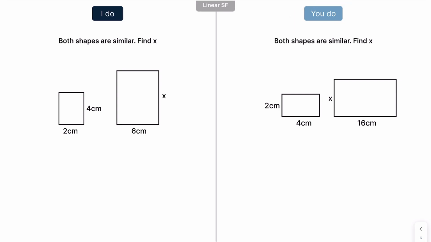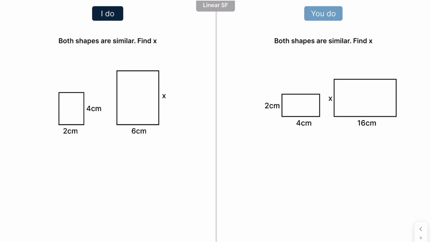So looking at this first question, what's important here is in the exam, you will be told that the shapes are similar or mathematically similar. Okay, so that's key. The fact that they're similar means that this shape, the bigger one, is an enlargement of this shape. So all the angles inside them are the same and just the sides have changed.